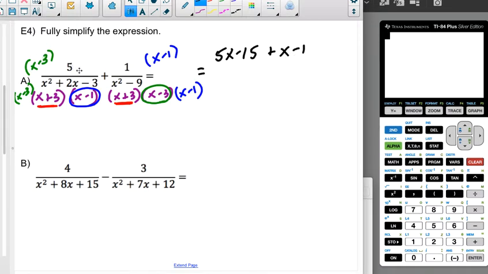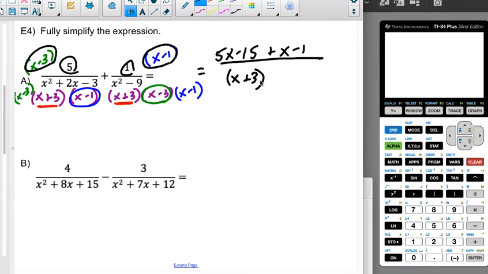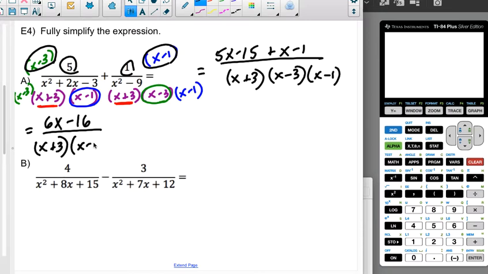Because it's the 5 times the x minus 3, hence 5x minus 15, and the 1 times the x minus 1, all over my nice happy common denominator that I am absolutely leaving factored. There is no good reason to FOIL this out, right? It's a pain in the butt. Now you could if you really want, but there's no good reason to do it. So on top, I'm going to get a 6x minus 16. On the bottom, I'm going to have an x plus 3, x minus 3, x minus 1, right? And there's my answer.